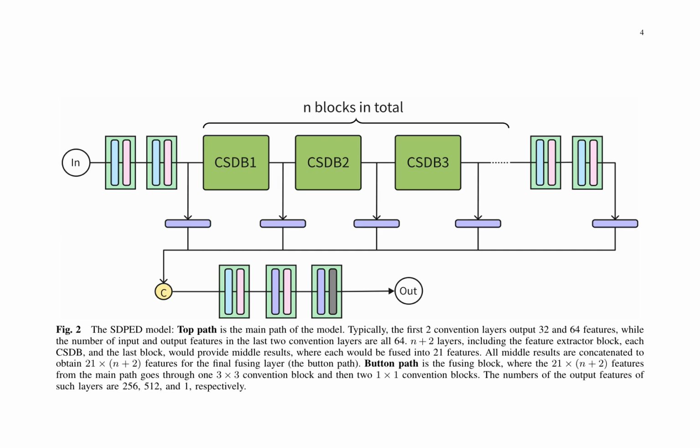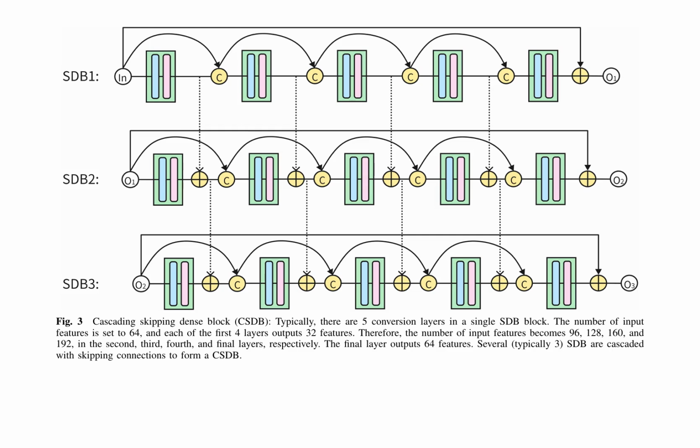In terms of methodology, the SDPED model employs CSDB in its main path, providing multiple outputs that are fused by a fusing block. The model uses weighted binary cross-entropy loss, LWBCE, as the loss function during training. The authors also propose improving the performance on noiseless data by adding labels to the training set, which can be considered as noiseless data since they are the ground truths being employed.